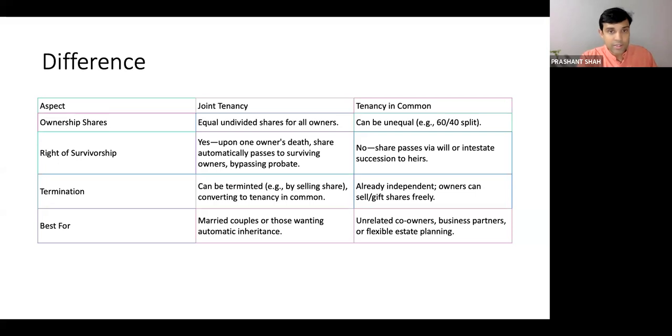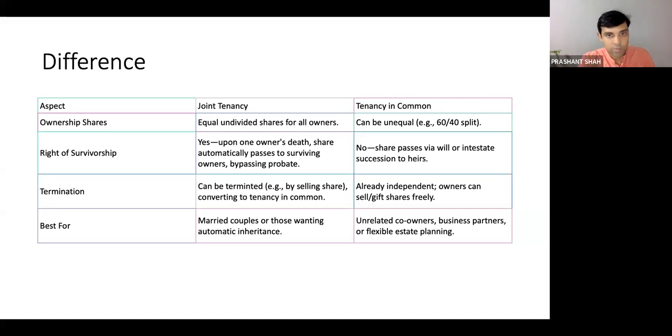So yesterday we talked about joint tenancy and tenancy in common. I've created a small difference for you so that it becomes very easy for you to compare and then you can answer the questions properly. So, ownership shares. Joint tenancy always has equal ownership, equal undivided shares for all the owners. And in tenancy in common, it can be unequal, it can be any ratio.